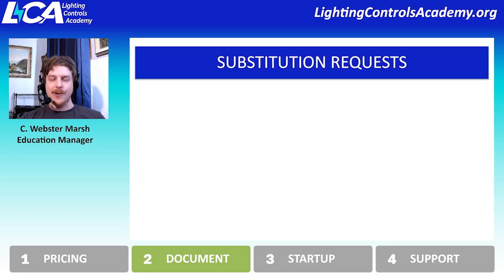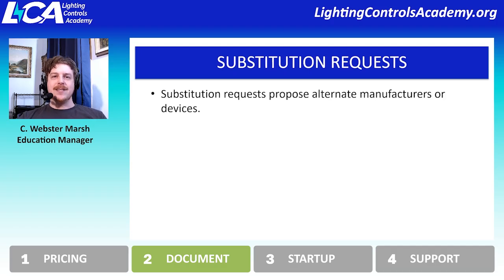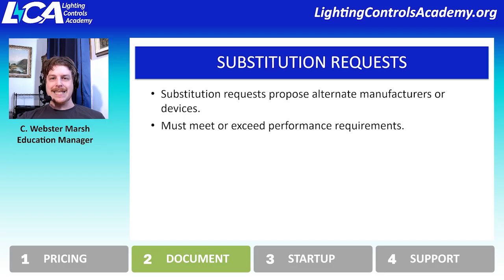Substitutions come up all the time, and a substitution request is a document from a different manufacturer or different manufacturer's rep saying, our system is equal to the system you specified, and therefore we want to propose that you use our system, which may come with a discount in comparison to the originally specified system. But a substitution request really should meet or exceed the performance requirements of the system.